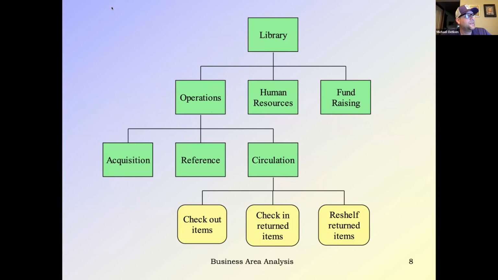If you look at a library, it's kind of the same thing. We've got different areas of a library: fundraising, development, human resources, operations. Within operations, there are areas like acquisition, reference, circulation. And if you break that down further, for example circulation, it's keeping track of items that are checked out, returned, and putting books back on the shelf. Again, we're just modeling out how this organization works and the different areas within it.